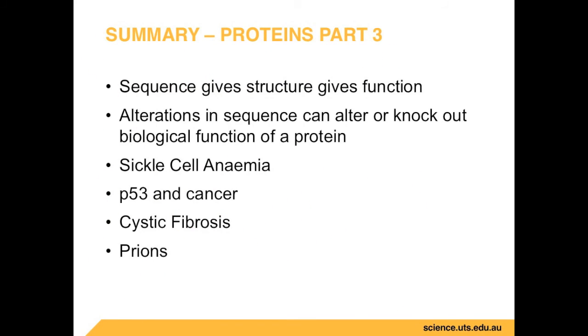So in summary, for part 3 of our series on proteins, sequence gives structure, gives function. Alterations in sequence can alter or knock out the biological function of a protein. For example, we looked at sickle cell anemia, which is a mutation in hemoglobin, P53 and its relationship to the cell cycle and cancer, cystic fibrosis and the CFTR transmembrane protein, and prions, which are infectious proteins.